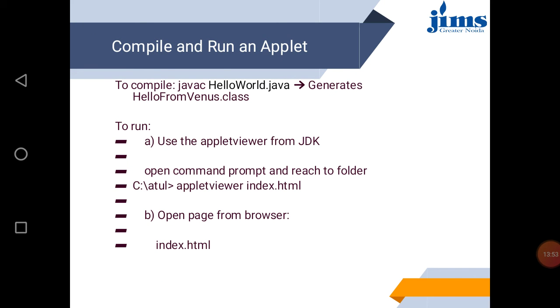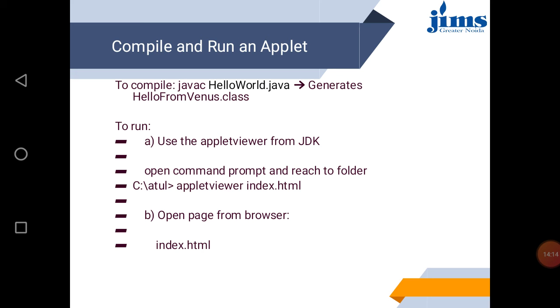So in a nutshell, we have compiled the HelloWorld.java file, and after the compilation, we have created an HTML file, and in the HTML file we have given the class file name as well as the height and width.